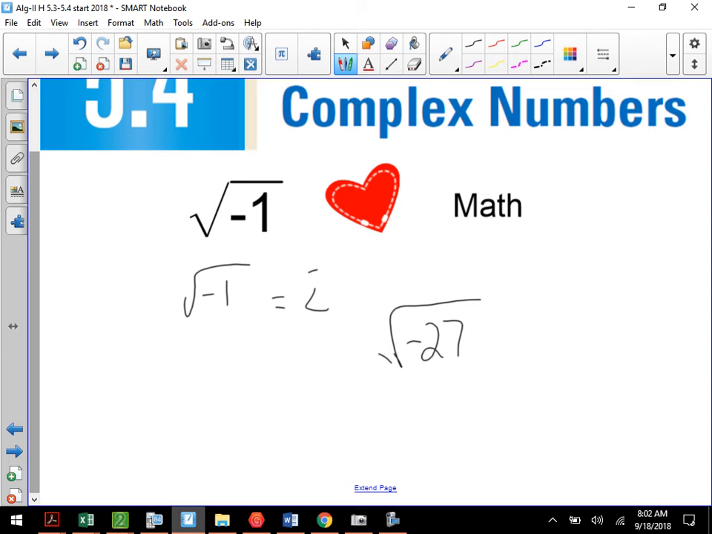Imaginary numbers are used a lot in electronics, ohms, resistance, things like that. It's just how things work back and forth numerically. So if you ever get into electrician stuff, you'll see it again.